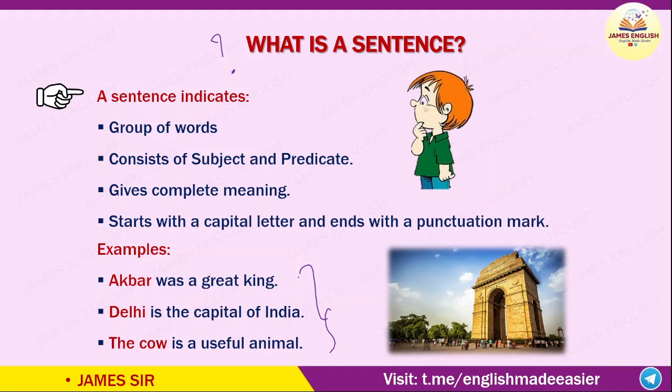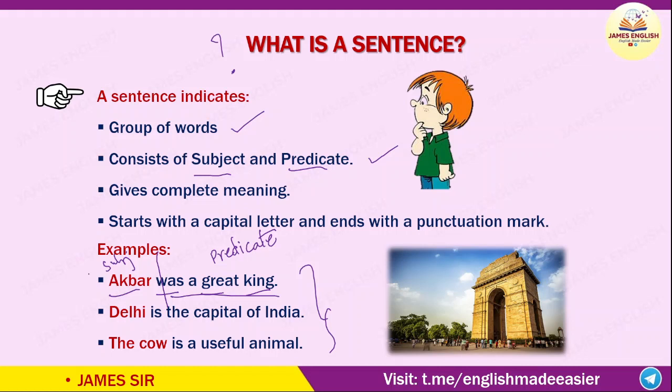Akbar was a great king. Akbar is a word, was great king. Altogether, we can say that a sentence is a group of words. Then, in the sentence, we have Akbar as the subject, and the rest of the part we can call the predicate. That means in a sentence we can find subject and predicate.